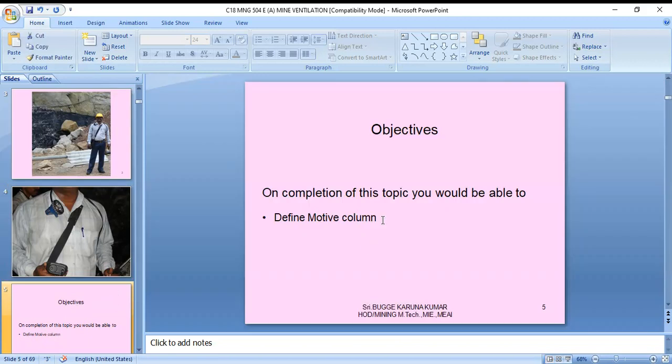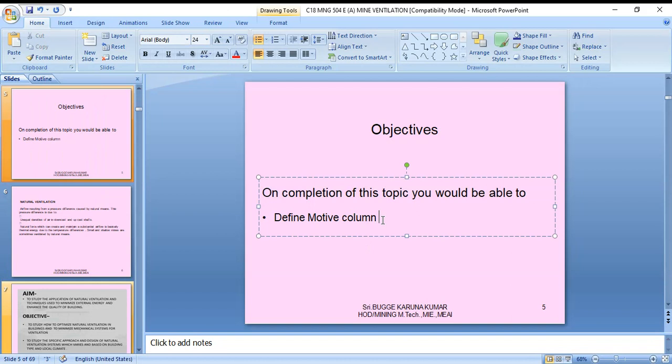So after completion of this topic, you would be able to define the motive column and fan.